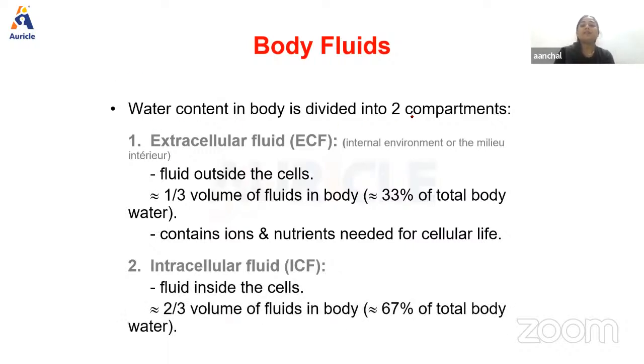Now, the water content is basically divided into two compartments, the extracellular and the intracellular. As the name suggests, intracellular means the fluid present inside the cells, and extracellular is the fluid present outside the cells, right? It composes 1/3 of the fluid volume in the body, that is 33% of total body fluid, and it contains ions and nutrients needed for the various cellular activities and metabolism that occur inside the body, right?